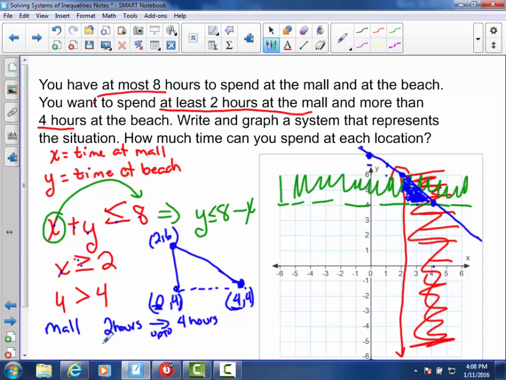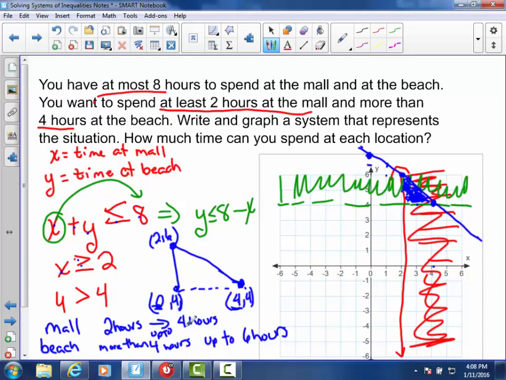Then we look at the beach. Okay, so at the beach, we know that we have to be greater than 4. Okay, so looking here, this dashed line being at 4, because 4 is not greater than 4, it's got to be more than 4. So more than 4 hours. And we can go up to 6 hours, because our top Y value here is 6.